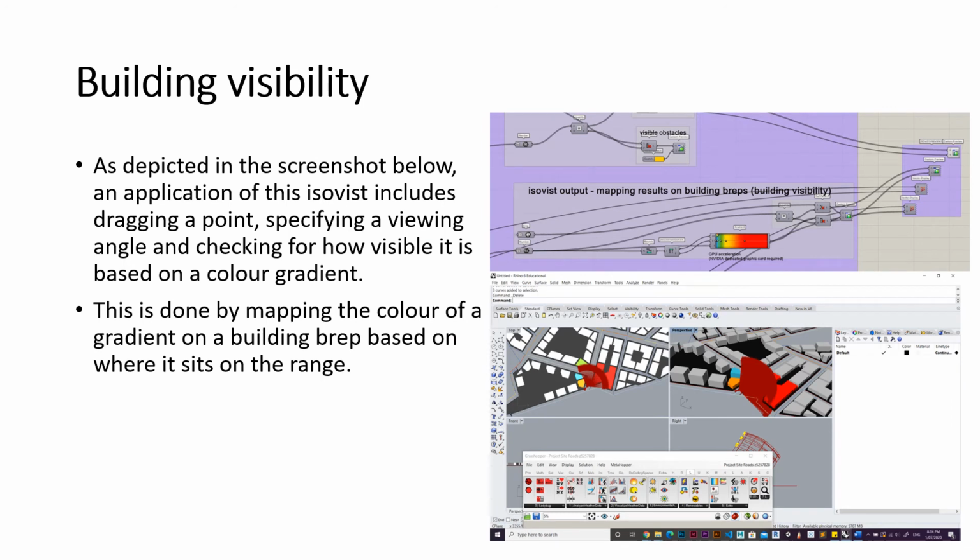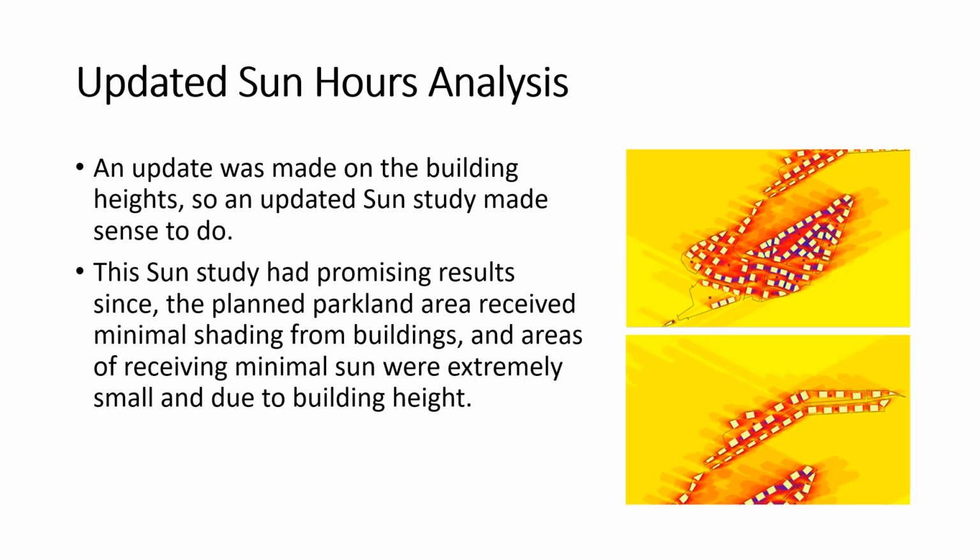A control point has been taken in the screenshot below, and it shows how much visibility certain objects, in this case buildings, take up in the view of all the vectors. With newly updated buildings, I made another sun hours analysis, which also seemed very promising, since there was a high amount of yellow and orange, and very minimal amounts of blue on the map.